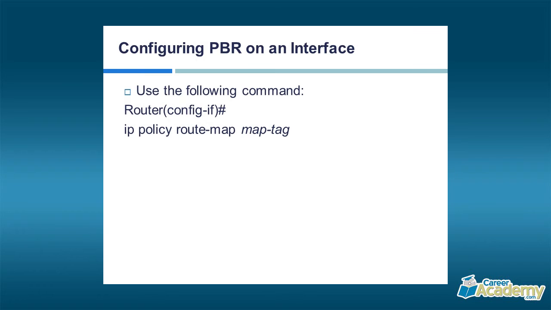Configuring PBR on an interface. We use it to identify a route map to use for policy routing on an interface by typing the command ip policy route-map map-tag. Remember, the map tag parameter is the name of the route map to use for policy routing, and it must match a map tag specified by a route-map command.